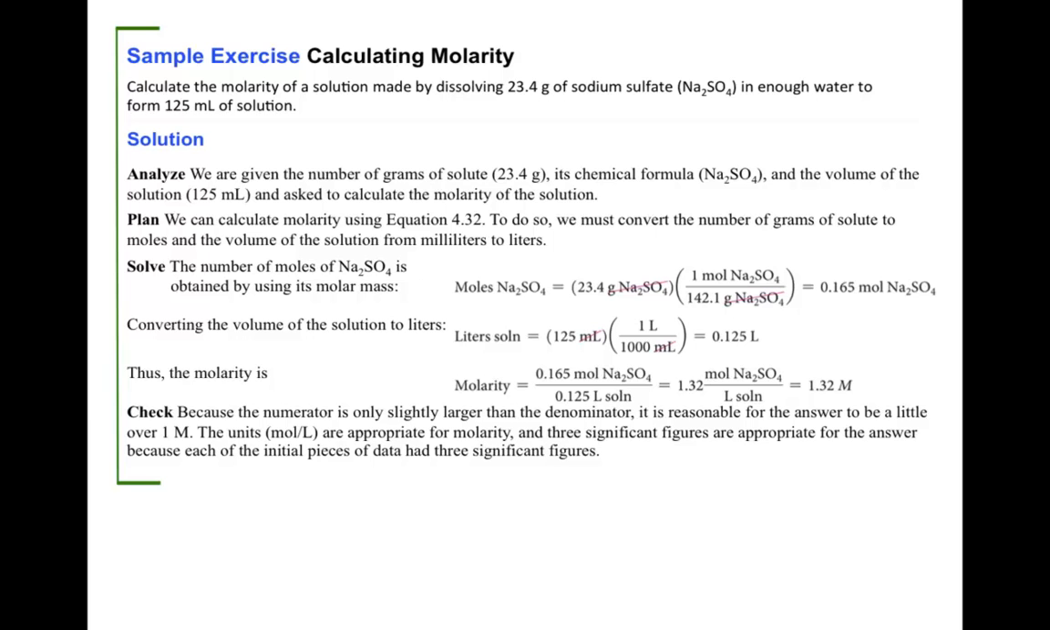Because the numerator is only slightly larger than the denominator, it is reasonable for the answer to be a little over 1 molar, and the units moles over liter are appropriate for molarity. And 3 significant figures are appropriate for the answer because each of the initial pieces of data, as we can see here, has 3 significant figures. So this is how you can calculate the molarity of a solution given the mass of the solid and the volume of the solution.